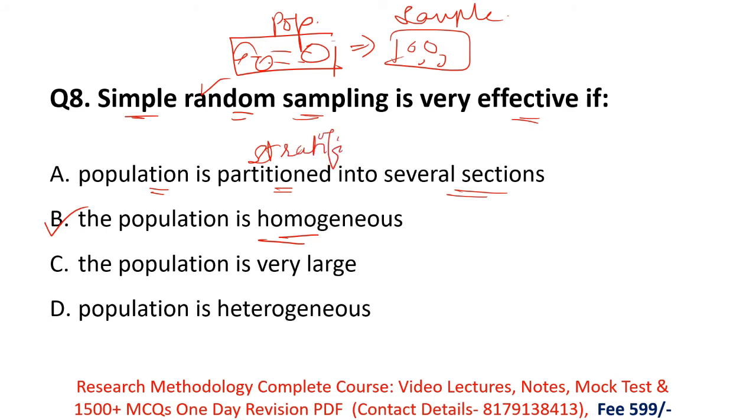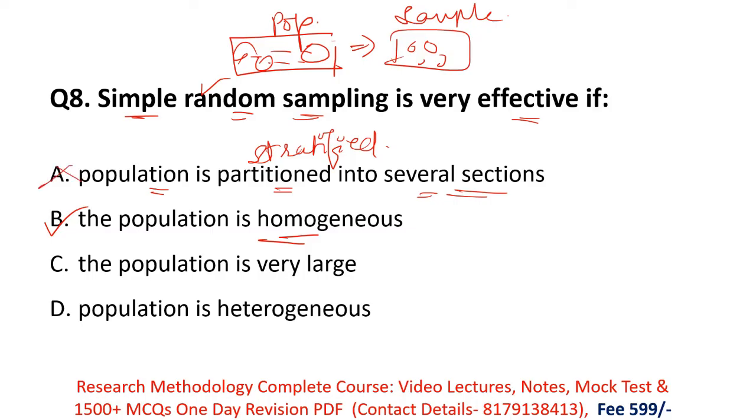Okay, in this case you will use stratified sampling, because in stratified sampling the population is heterogeneous. After that you partition your population into several sections. Whatever members you have, you partition into several sections, and from these sections you select your sample randomly. So this is effective if your sample is stratified, not simple random. So here option A is incorrect.